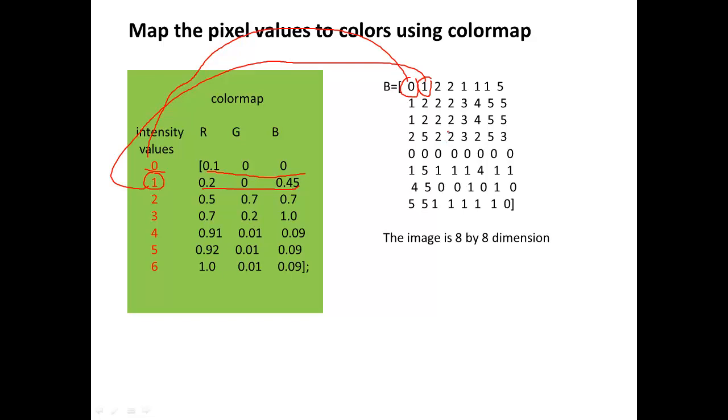Then you find the other values. For example, this one is 2. Then it finds 2 in the table, and says this pixel value will be displayed by this color. The same for 5. For pixel value 5, it will go and find it in the table, and use these colors to display this pixel value. So that's why it displays a gray image.